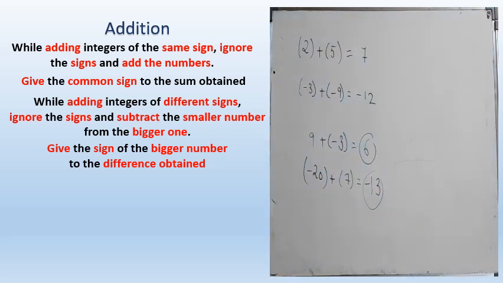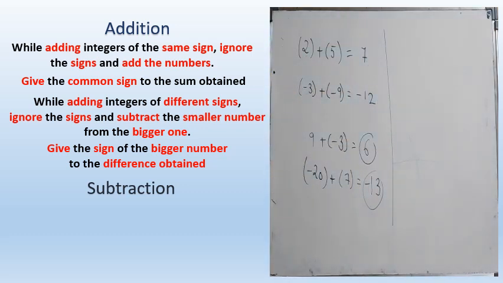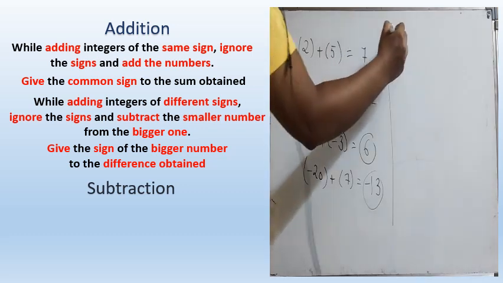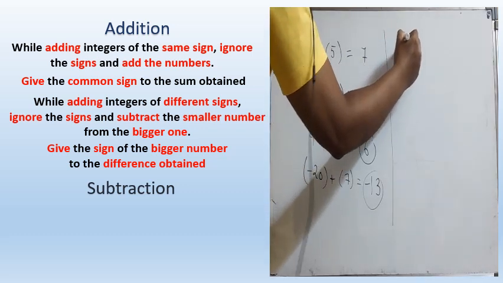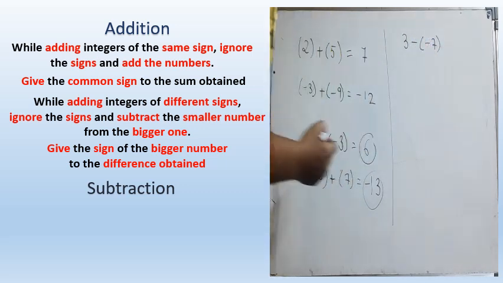Okay. Now we will look into subtraction. Now when you're subtracting two integers, understand one thing. When you're subtracting two integers, you are supposed to convert one of the integers to the opposite number. I'll explain how. So if you have 3 minus 7, you're going to subtract 3 minus 7.